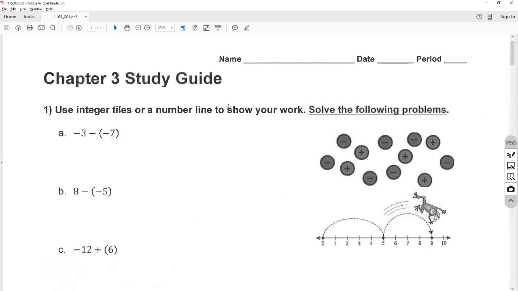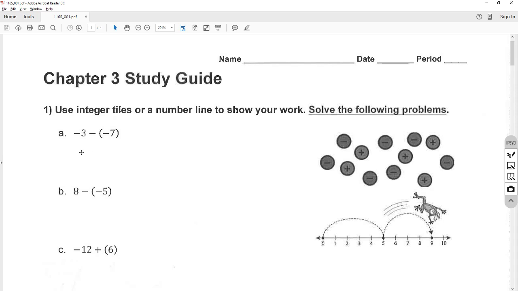Alright, welcome to the Chapter 3 Study Guide Review. I'm going to be going over the study guide today. So make sure you watch and listen at your own pace. Remember, you can always rewind it if I'm going too fast or if you need to review any problems.